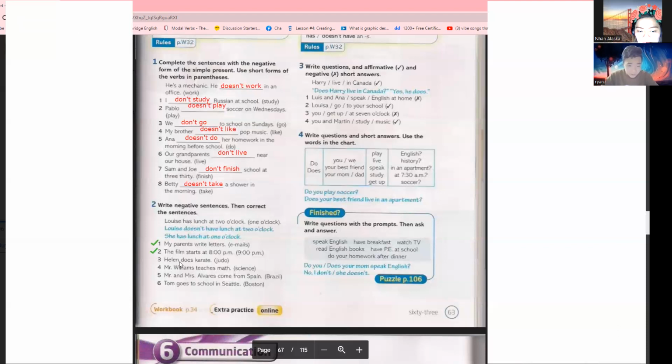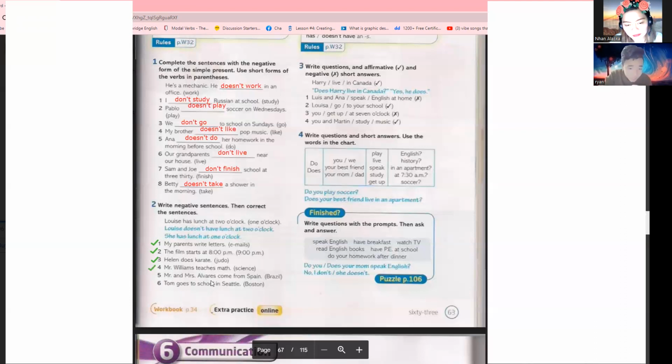Helen doesn't do karate. She does judo. Correct. Number 4. Mr. William teaches math. Negative: Mr. William doesn't teach math. What is the pronoun for Mr. William? Mr. William teaches science. Or you could say he teaches science, right?